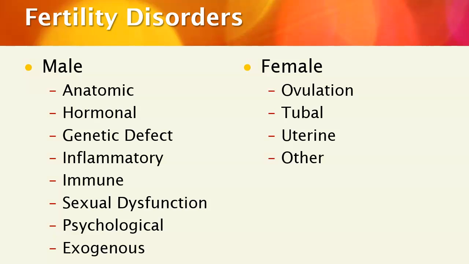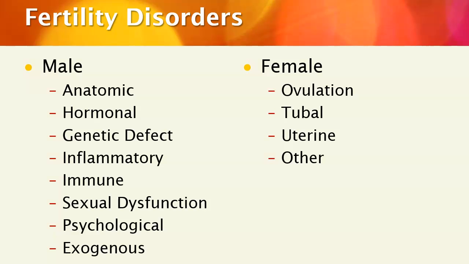So for the male, we're going to look at anatomic. So do we have anatomic structures that are off? Is it a hormonal level? Do they have a genetic defect? Is there an inflammatory disorder? Is there an immune response? Is this sexual dysfunction related to some kind of surgery that they had? Is it psychological? Is it exogenous? Where is it alcohol or drug related? And I talked about all of those in male reproductive.